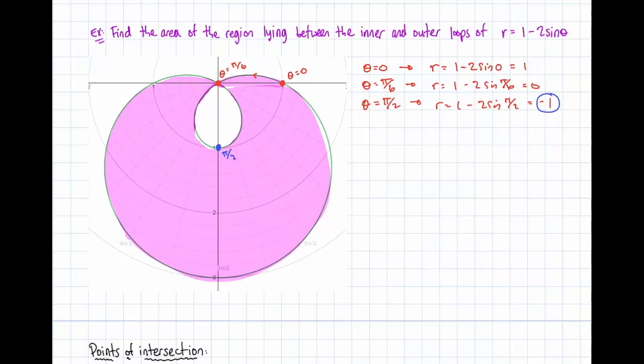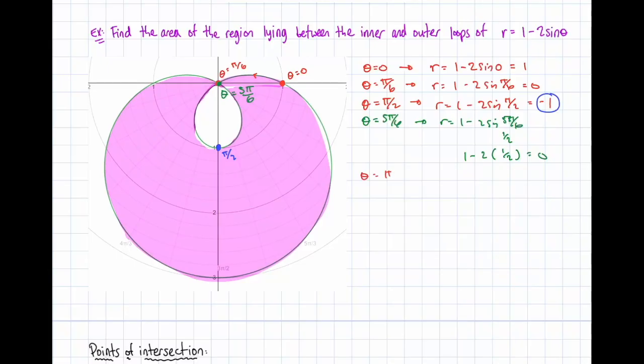Do I get back to 0 somehow? Let's see. I must, if theta equals maybe 5 pi over 6, that means that r equals 1 minus 2 sine of 5 pi over 6. Sine of 5 pi over 6 is positive 1/2, so then I get 1 minus 2 times 1/2, so I'm back to 0. So this angle again right here on the underside is 5 pi over 6, which is great.